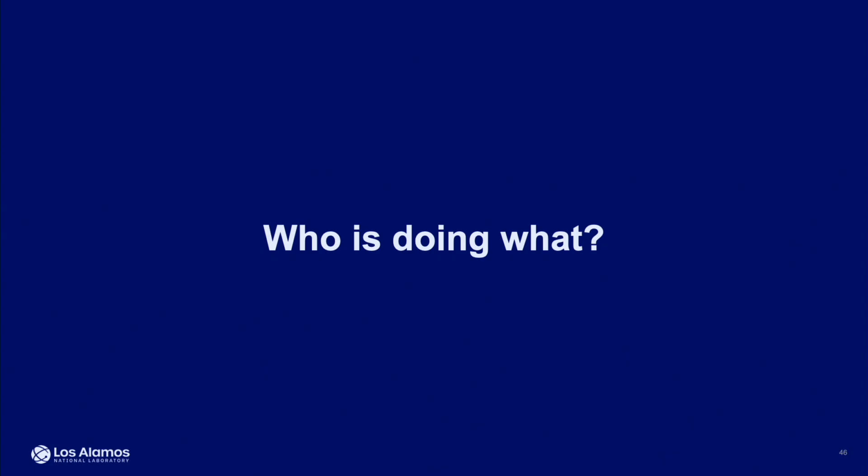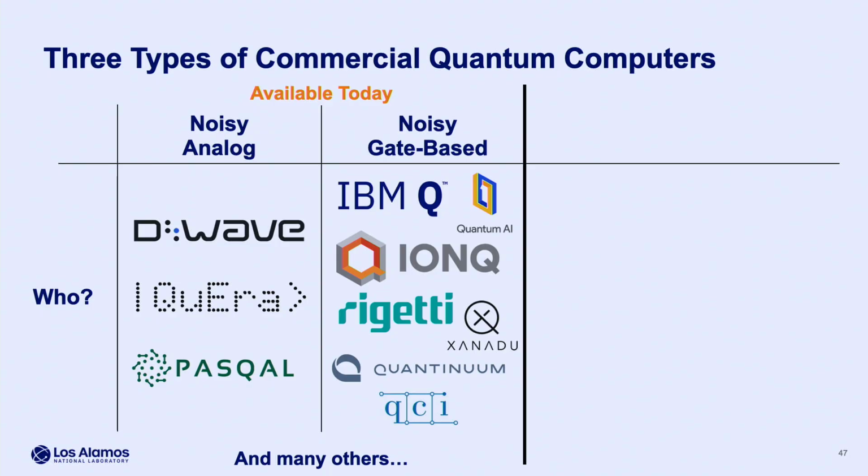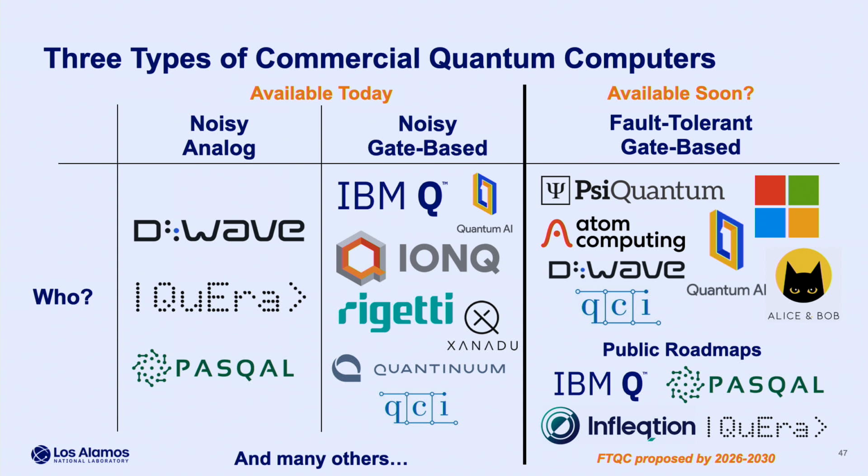Let's talk about who is doing what in this quantum space. So we have our 3 types of commercial quantum computers. Today, you have some companies which kind of specialize in analog quantum computing. I'll mention Pasqal is based in France, so that's a European-based company. We have other companies which are focusing more on noisy gate-based quantum computing. Those are ones that probably you've heard more of. But available soon are meant to be fault-tolerant quantum computers. And there's a bunch of companies that are working in this direction.